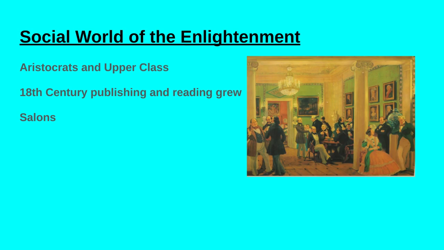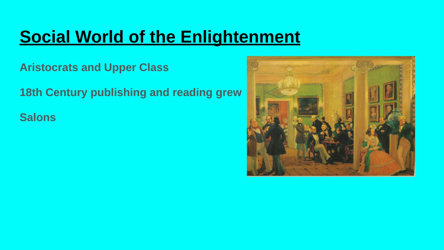The social world of the Enlightenment is going to begin really with the aristocrats and the upper class, because a lot of peasants were not really concerned with the Enlightenment and really didn't know what the Enlightenment was. It's going to be the upper class and the aristocrats who are really going to understand the Enlightenment.